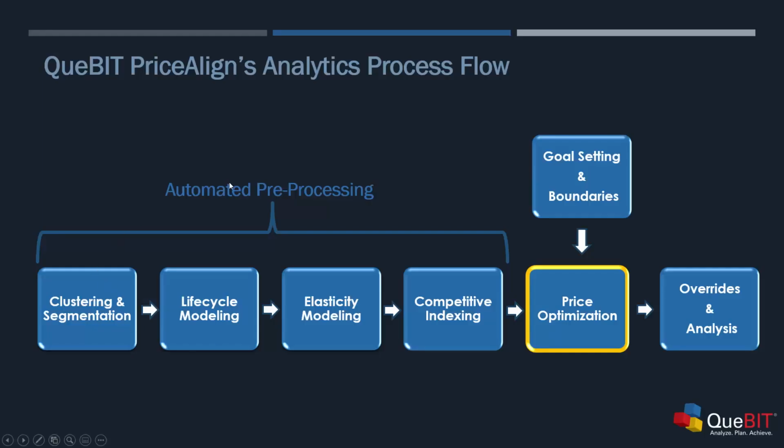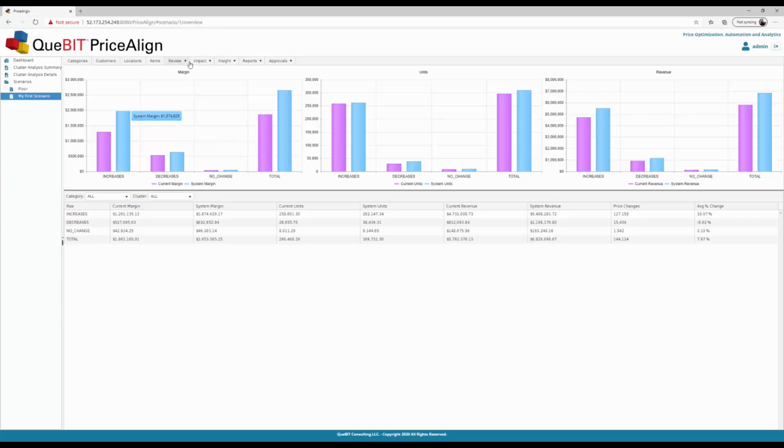Just as a check on where we are in the process, we've done some clustering and segmentation and reviewed how our customers are segmented. We've done some goal setting at the category level, and we've set boundaries at the customer, location, and item level. We've talked a little bit about competitive indexing and how we can also set boundaries within the competitive price index that we've developed. Now we'll go back and look at some additional overrides. We'll look at some life cycle modeling and elasticity modeling. Let's continue on with our review of the optimization.